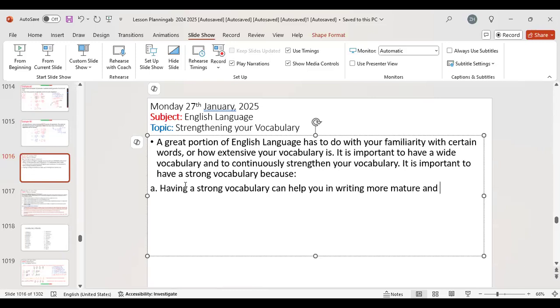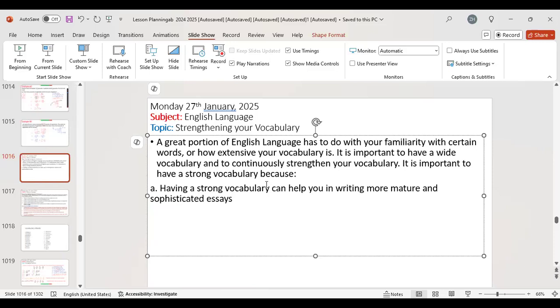Give me another word. It can help you sound more intelligent. You get more marks. What's the word for that? More professional, formal. There's a word that starts with S. Sophisticated. Sophisticated essays, right? So it helps you with writing more mature and sophisticated essays.